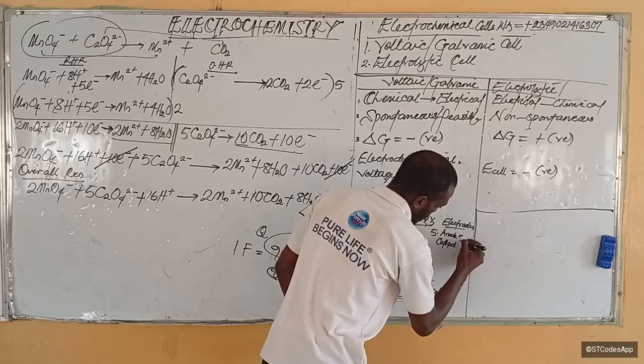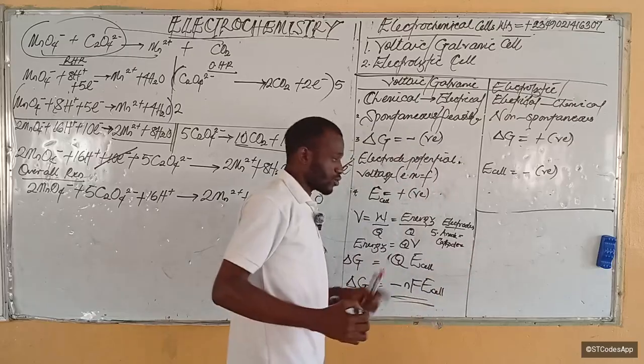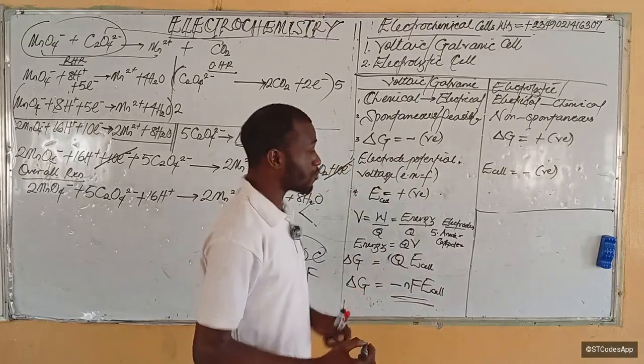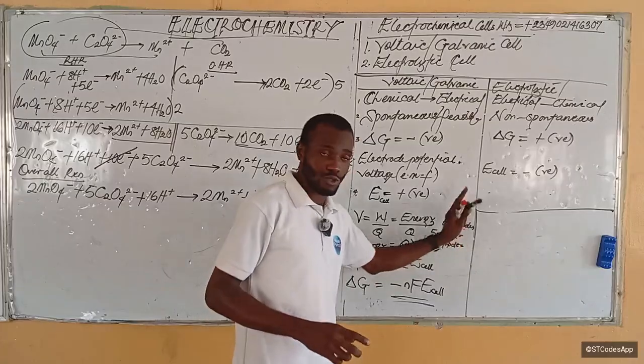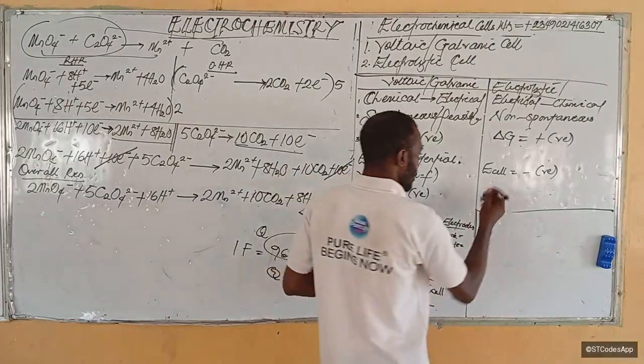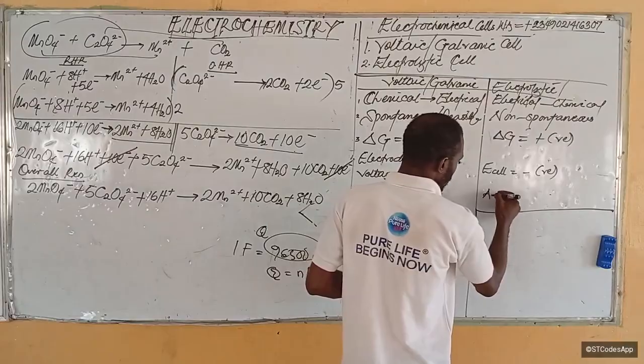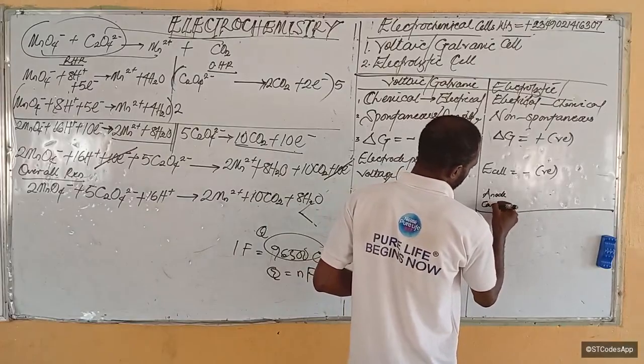Now, what confuses students is this: which one is positive, which one is negative. Now I will show you how to get it without cramming. But for now, I just want to show you the difference. Now, for this case, anode and cathode.